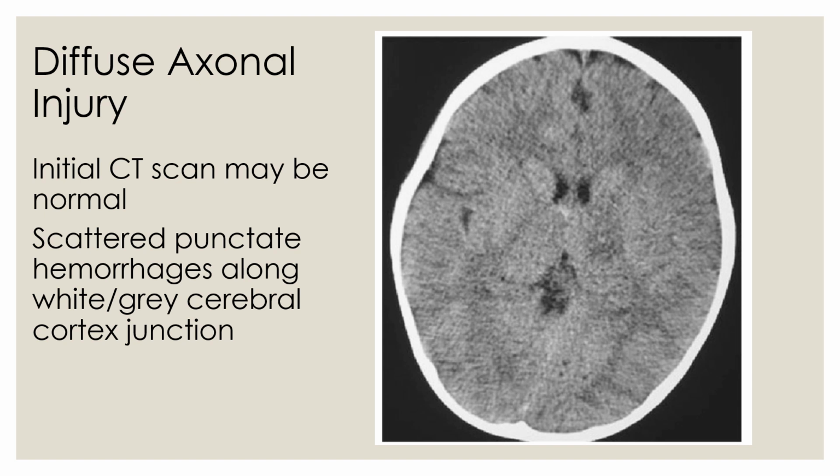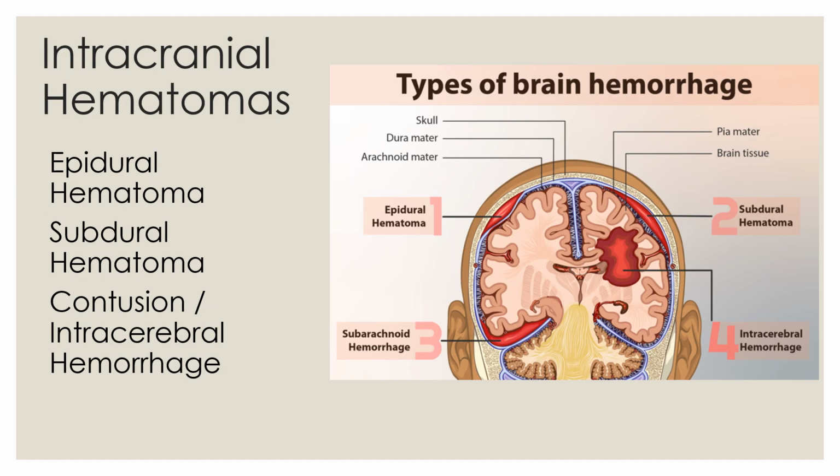I want to move on to the types of hemorrhage in the brain that typically result from trauma. So we're going to talk about intracranial hematomas. And the three that we're going to talk about, I'm going to skip subarachnoid hematoma here because subarachnoid hemorrhage is not typically associated with trauma.